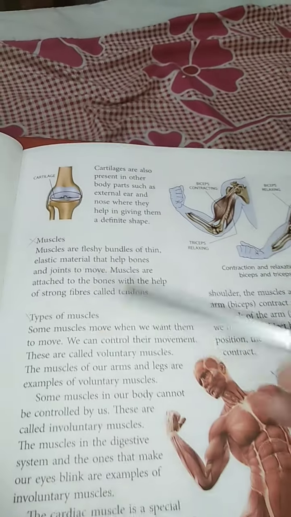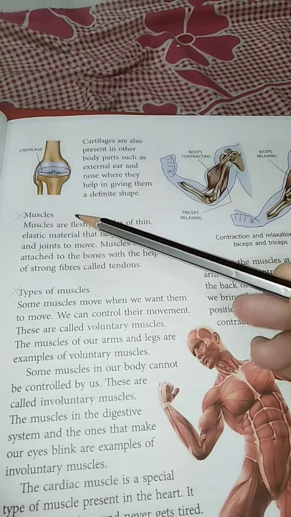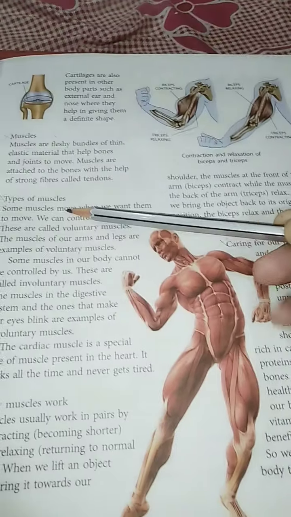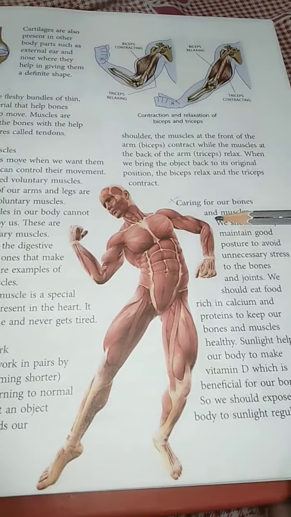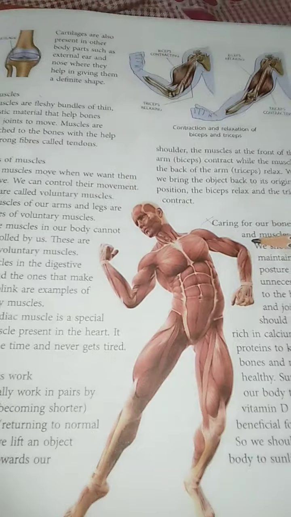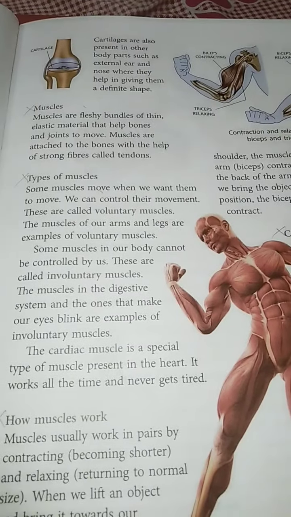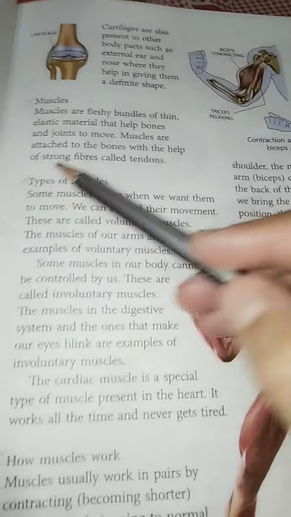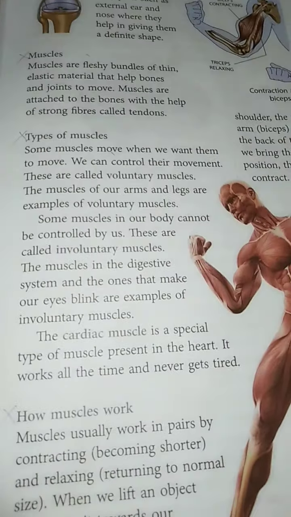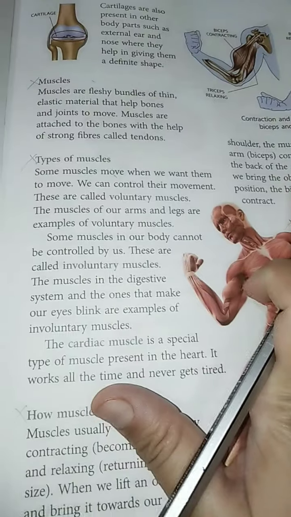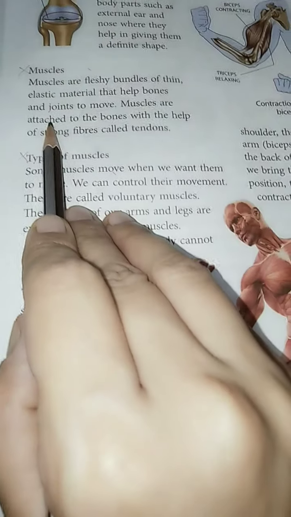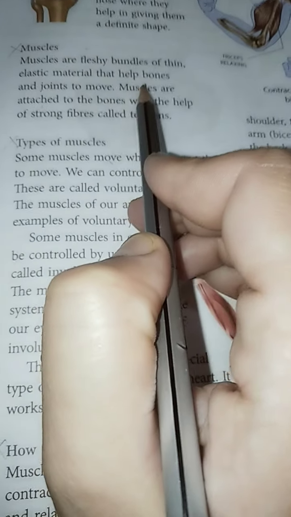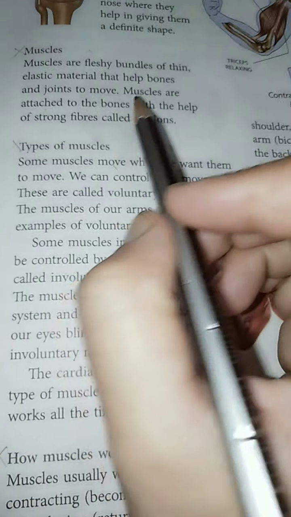Here, as you can see, I have reduced these topics: muscles, types of muscles, and caring for bones and muscles. I have reduced these topics, but still we will discuss them in brief, and you will not get any questions from these topics. So what are muscles? Muscles are fleshy bundles of thin elastic material that help bones and joints to move.